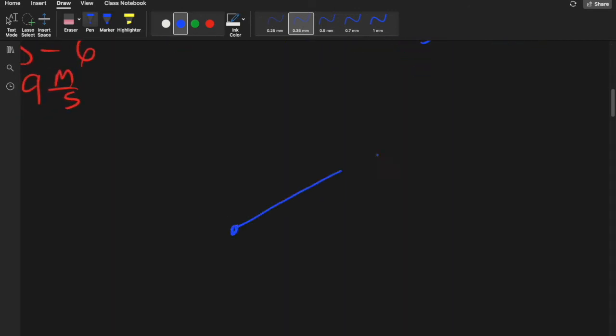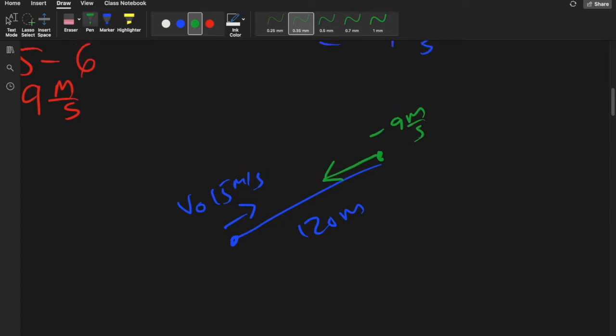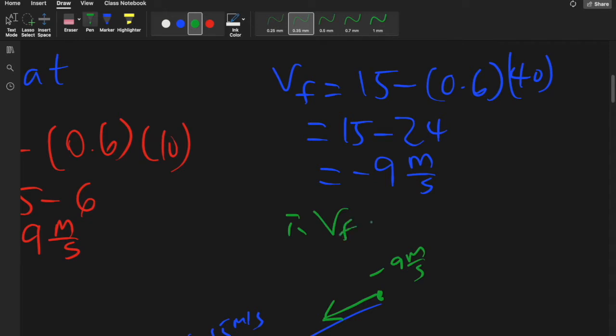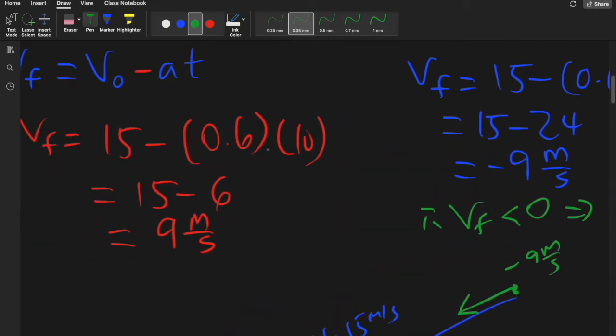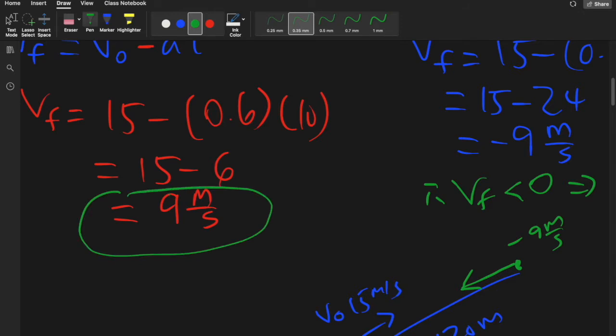But in the problem, if the final velocity is negative, then what happens is, let's say this is a picture, right? So here is 120 meters and the car moves up with an initial velocity of 15 meters per second. However, if the velocity here is negative 9 meters per second, then the car will slide down, right? So we know the velocity must be a positive number. Because here the VF is less than 0, it is the wrong answer. So 9 meters per second is the correct answer, right?